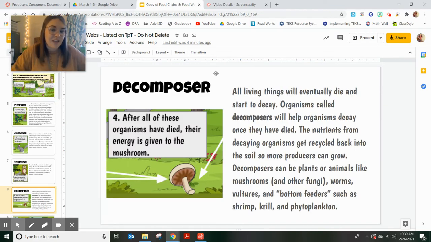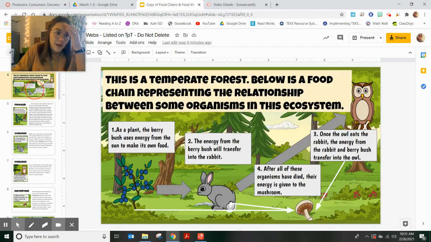So all living things eventually die and they start to decay. So that means they get all nasty and broken down. Organisms called decomposers help organisms decay once they have died. The nutrients from these decaying organisms, like that owl, would get recycled back into the soil so that more producers can grow, and the process starts all over again. These decomposers can be plants or animals, so they can be mushrooms, worms, vultures, bottom feeders such as shrimp, krill, and phytoplankton. So let's go back to our food chain.